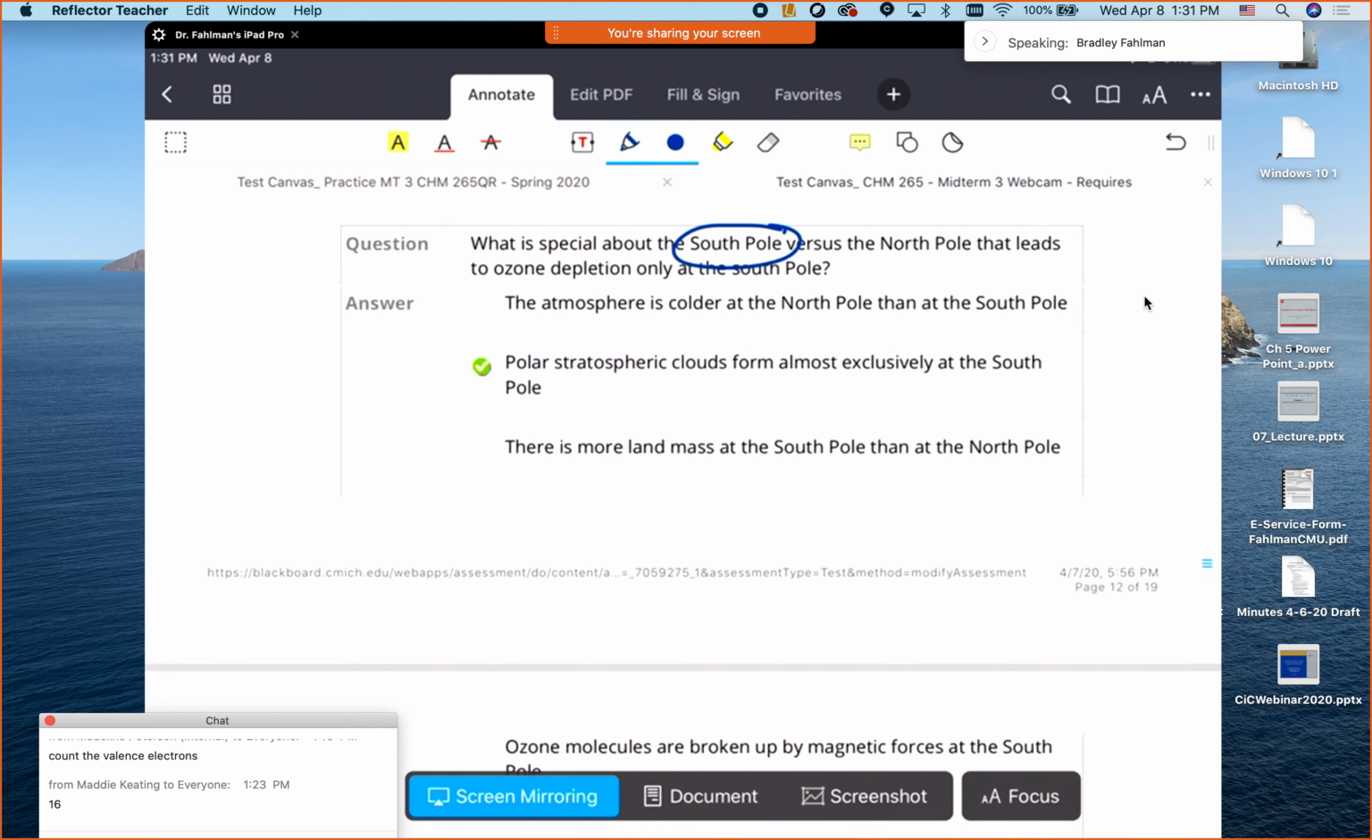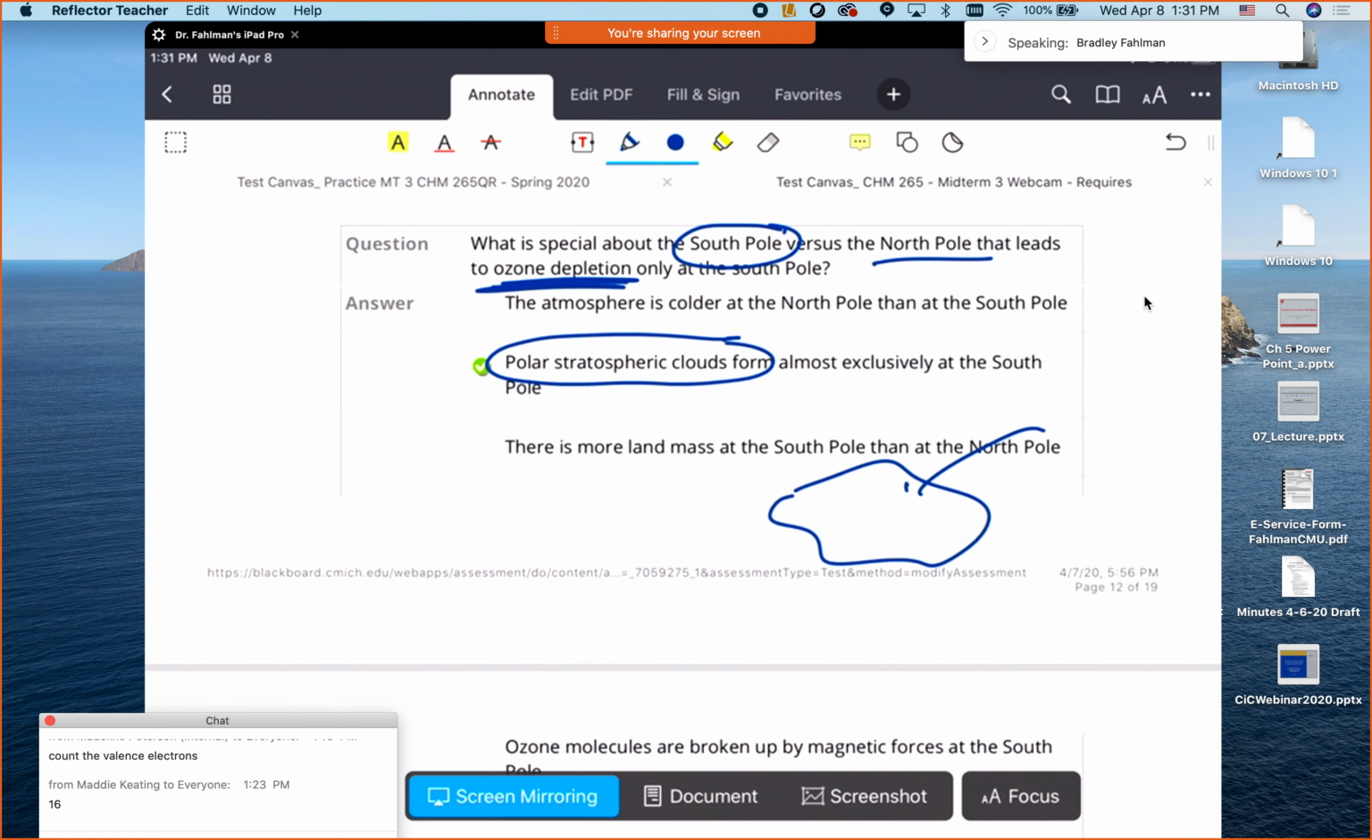And then the South Pole versus the North Pole. You've got those PSCs, or polar stratospheric clouds. That's what really gives rise to the ozone depletion problem. You've got these clouds, and then you've got things like HCl and all these chlorinated species that attach onto these ice crystals. And then, through these catalytic reactions, it breaks apart ozone into oxygen and an oxygen radical.